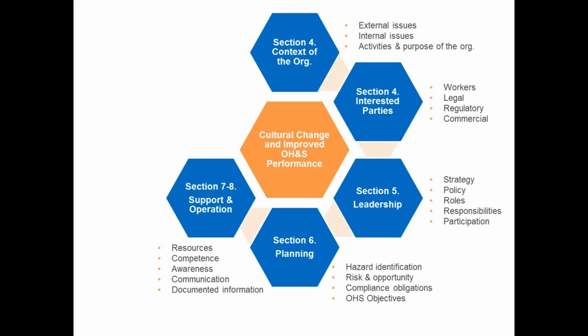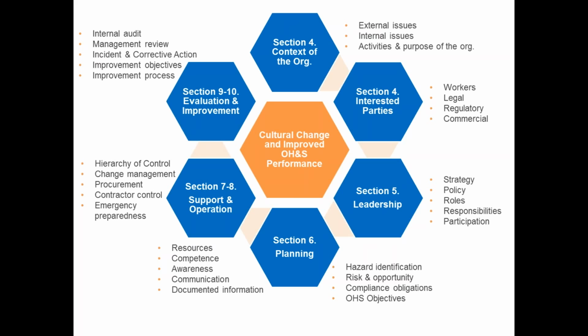Sections 7 and 8 are the support and operation elements of the standard, looking at resources, competencies, communication, documentation, and awareness. It also looks at the hierarchy of control applied to the management of OHS requirements, management of change, procurement, contract control, and emergency preparedness in section 8. Sections 9 and 10 are the evaluation and improvement elements, looking at internal audit, management review, incident and corrective action, improvement objectives, and the improvement process generally.